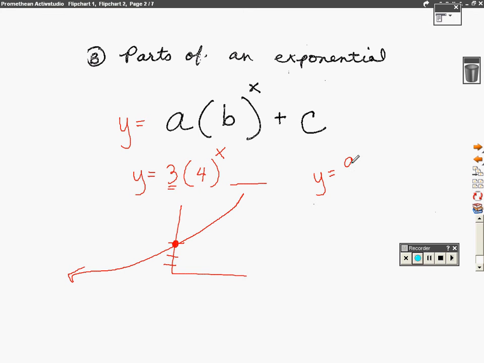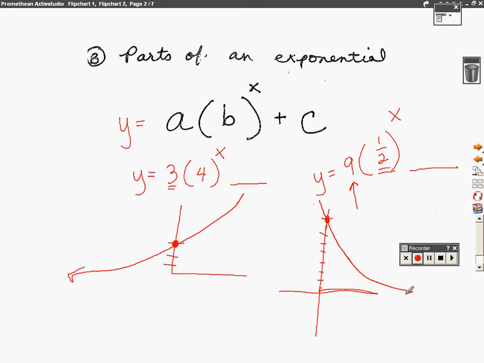Same thing goes for here. If it's y equals 9 times 1/2 to the x power, that would mean the y-intercept was 9. So make a little graph right here. I go up to 9, and that's going to be my y-intercept, and the growth factor is 1/2, which means the y value is going to be divided by 2 each time. So it's going to go straight down, and because there's no c right here, it's asymptote to 0, which means it levels off and goes forever towards 0 without ever getting to 0.